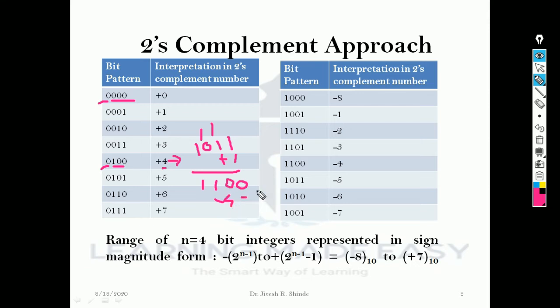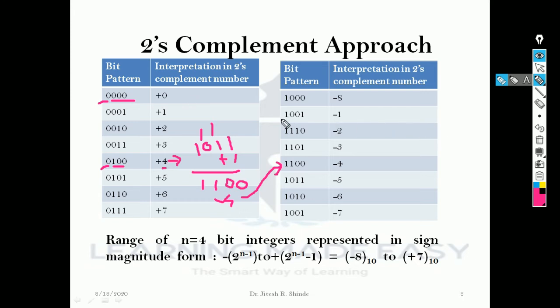Same has been written here. Minus 4 representation using 2's complement approach, the answer is 1, 1, 0, 0. Using the same approach, you can find the 2's complement of minus 5, minus 6, minus 7 as well. Now this table gives us one more idea, that 0 has only one unique representation, 0, 0, 0.